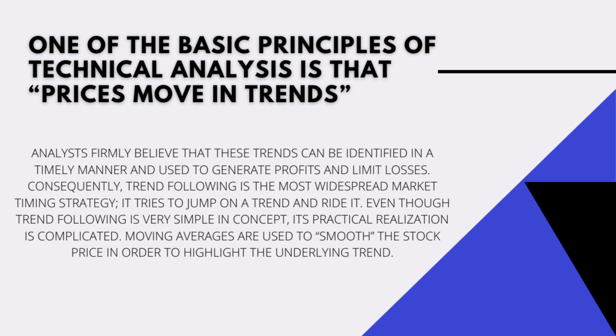One of the major difficulties is that stock prices fluctuate wildly due to imbalances between supply and demand, and due to constant arrival of new information about company fundamentals. These up and down fluctuations make it hard to identify turning points in a trend. Moving averages are used to smooth the stock price in order to highlight the underlying trend.